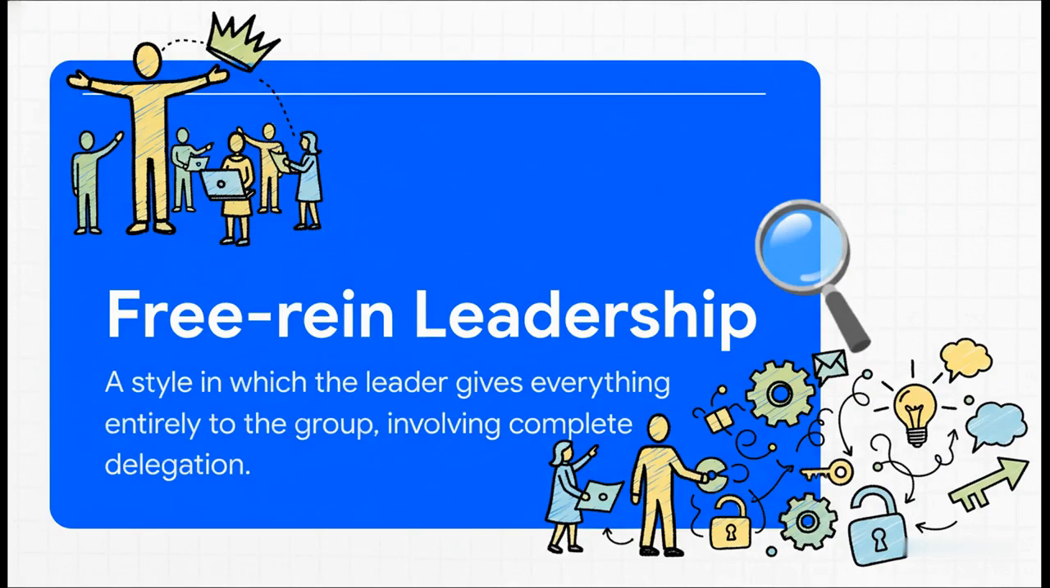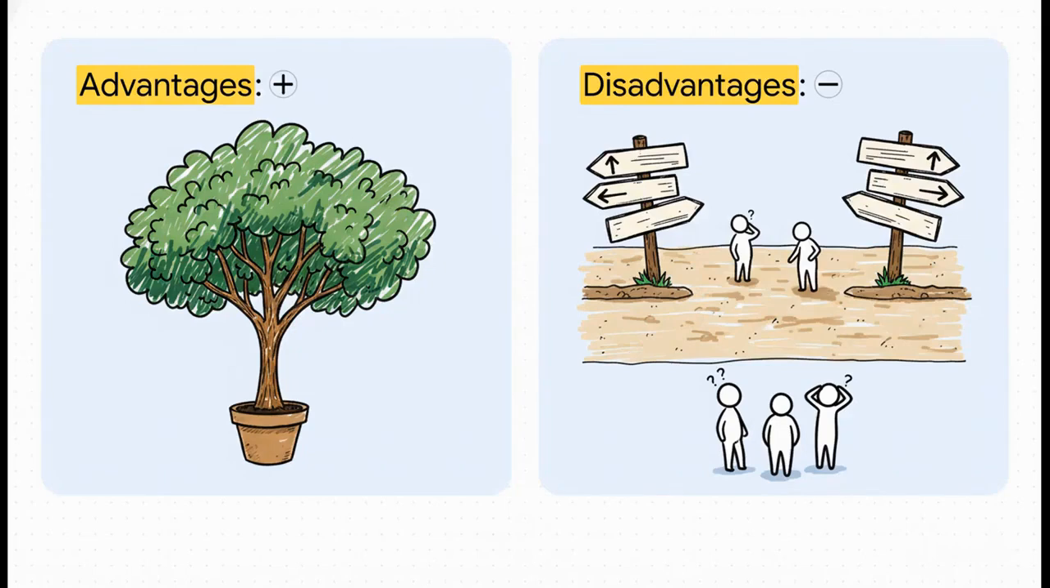This is the ultimate hands-off style. The leader basically says, you're the experts, I trust you, you handle it. They delegate almost all authority and let the team run the show. Now this style can be incredible for helping skilled people grow.